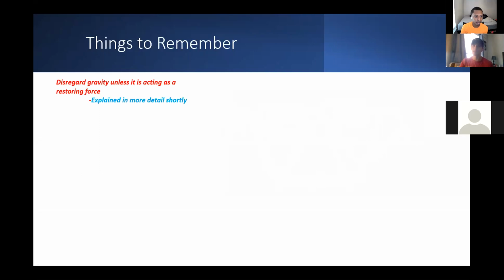So some things to remember. I just jotted down some things that made my life a little bit easier when I took this class. So disregard gravity unless it's acting as a restoring force. This is a big one. Definitely makes your life a little bit easier. We're going to explain this a little bit more. I'm going to look at the chat. Okay, yeah, we're going to go back to that because we got a whole bunch of questions about the restoring force.